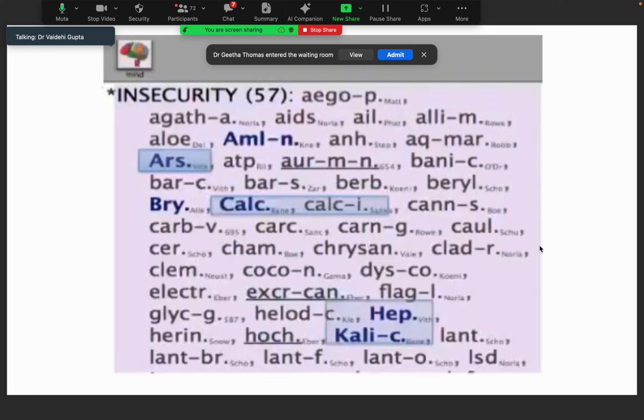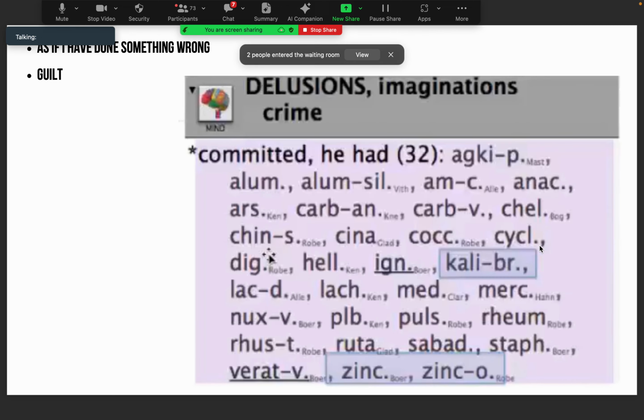Rubrics are insecurity: arsenic, calcarea iodata, hypo, that is carbon, calcarea carbonica, that is calcium and carbon. Delusion, imagination, crime committed he had, because there is a sense of insecurity, there is a delusion that he has committed a crime. What if people will know about him? What if he will go behind bars, police will take him along with them? There is a feeling. So the medicines are calcarea bromata, zincum oxydatum. As if I have done something wrong, there is also guilt there.